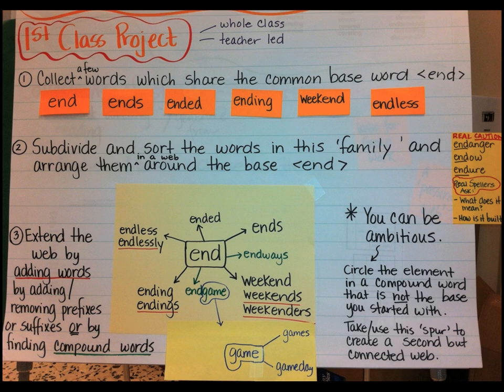So to begin, you collect a few words which share the same common base word END, and this is the example that Melvin used that of course you could use as well. You subdivide and sort the words in this family and arrange them in a web around the base END, as you can see I did down there. You extend the web by adding words, by adding and removing prefixes or suffixes, or by finding compound words.